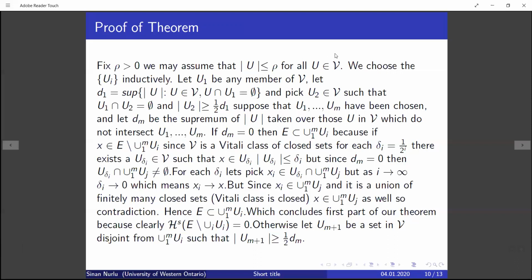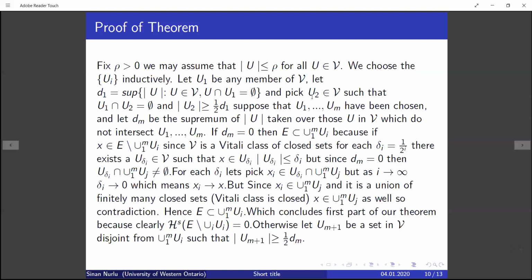So to find a sequence of U's, we do a process inductively. What we do is, initially we choose a random U1. It could be any member of the Vitali class, but then we define this thing, D1, as the supremum. So essentially what we want is to construct a sequence consisting of disjoint elements, and the sequence elements should have some properties with their diameter so that we can play with their geometry a little bit. All right, so we define D1 to be the supremum of diameters of U, such that U intersection our first pick U1 is empty, and U is in the Vitali class.